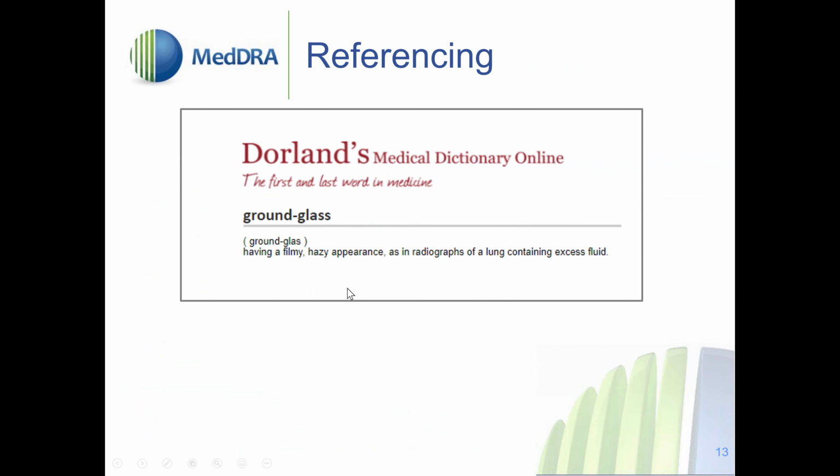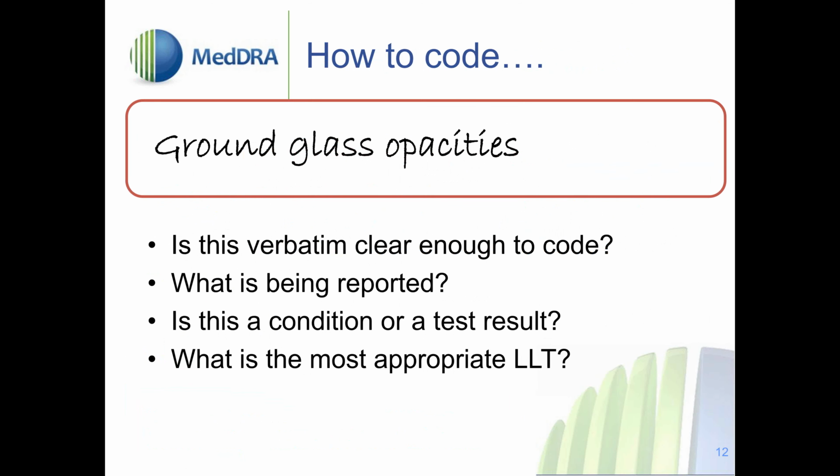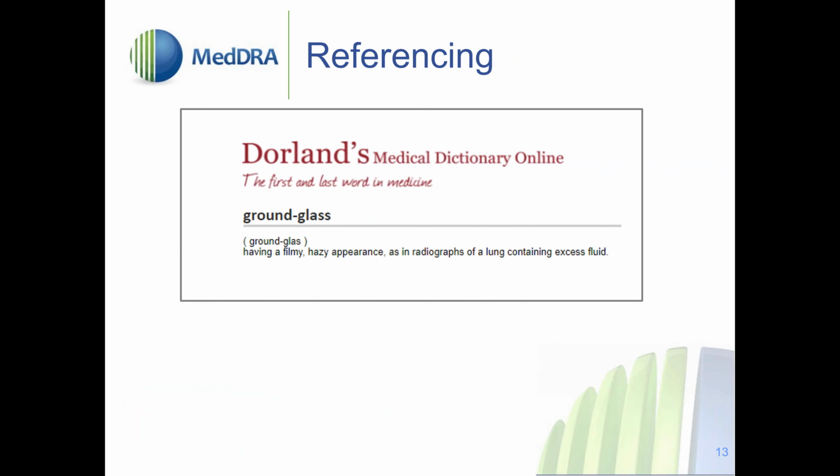The first example we have is ground glass opacities. The first question I would think to myself is, is the verbatim clear enough? Is it clear what's actually being reported there? Is the opacity a condition, or is it a test result? Is it something that's appeared? Opacity makes me think it's an imaging result. And whatever we decide, what would be the best LLT for that?